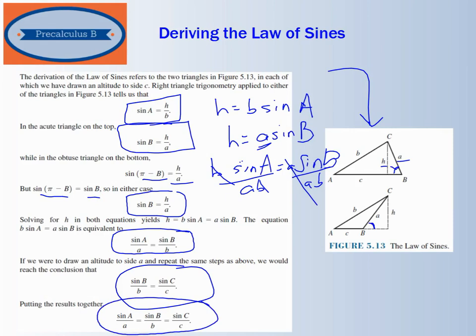And this is true for all triangles, whether they are a right triangle or not. And this is a great thing here because now all of a sudden we have a rule that will allow us to solve for missing values in triangles that are not right triangles, that don't have a 90 degree angle.